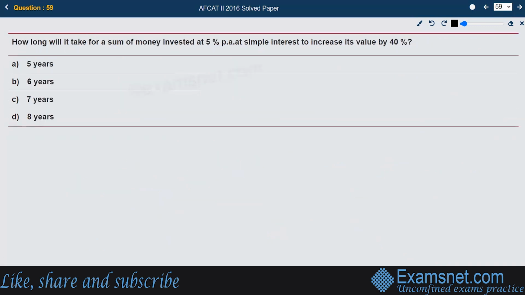Now, how long will it take for a sum of money invested at 5% per annum at simple interest to increase its value by 40%? Let the principal be 100, because no value is given, so we can assume anything. Let P equal 100. The rate he has already given, 5%, and he's asking for the time, which is unknown. He's saying the amount is increased by 40%.